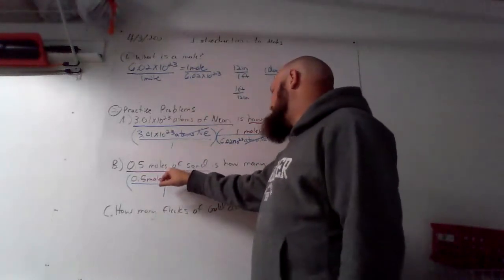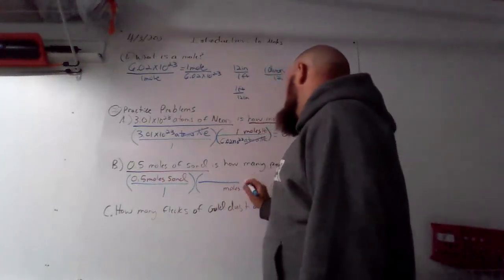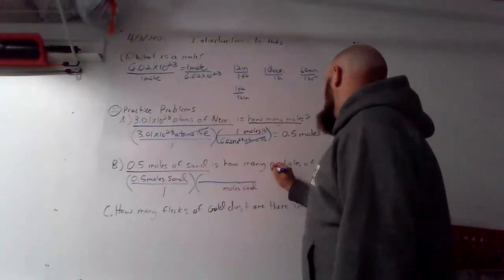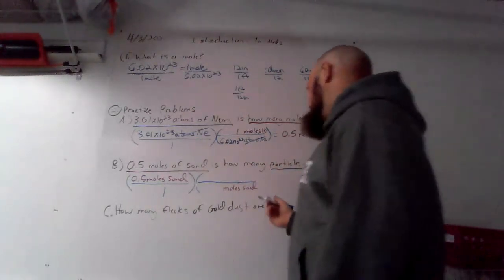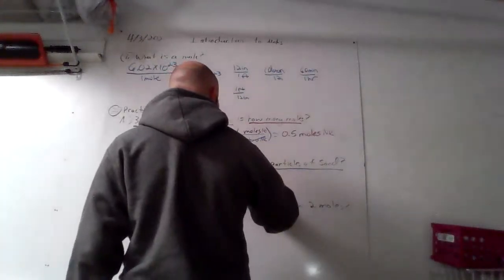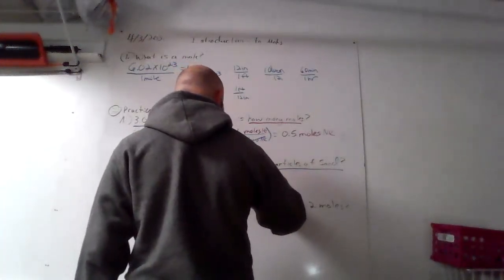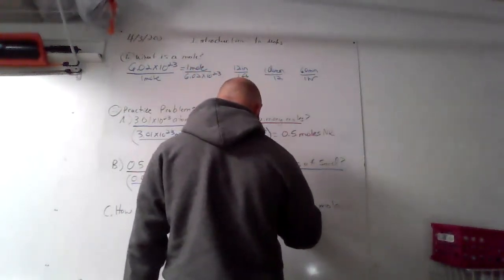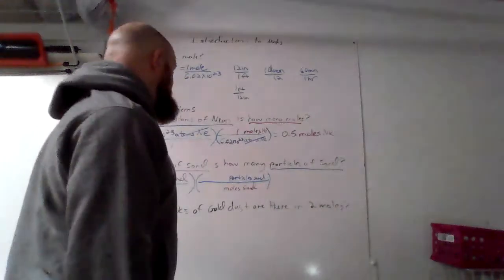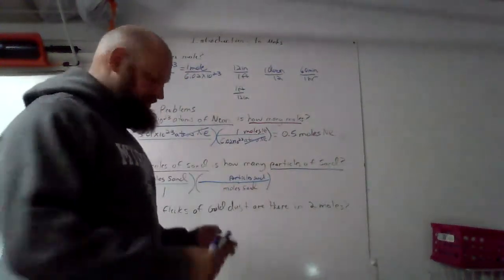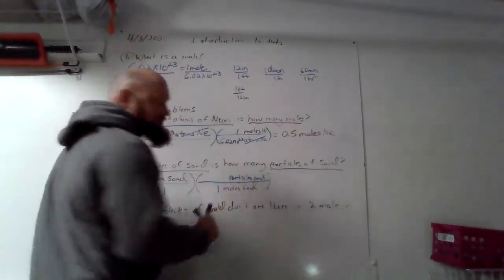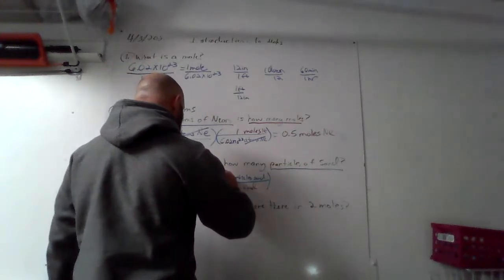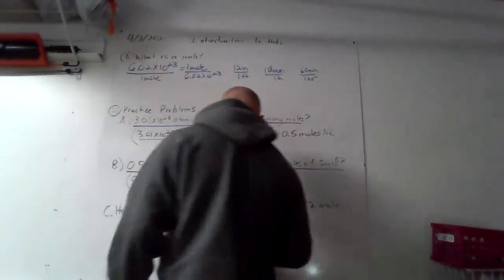So 0.5 moles of sand, I drop down moles of sand over here. So we say, what does the question ask us? It asks us how many particles of sand. Okay, so up here I'm going to go particles of sand. We look and say, do we have a conversion between moles and, yes, moles and everything else. So 1 mole, the 1 always goes with the mole, 1 mole equals 6.02 times 10 to the 23rd particles of sand.